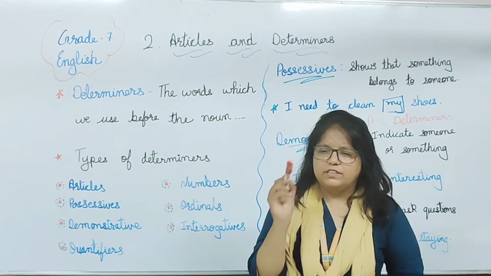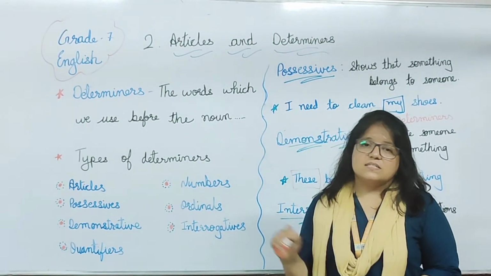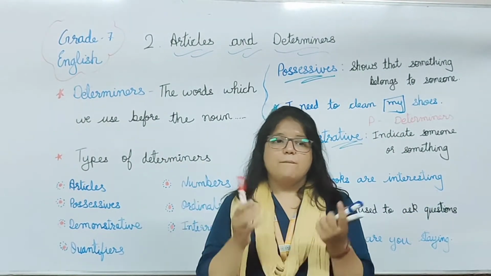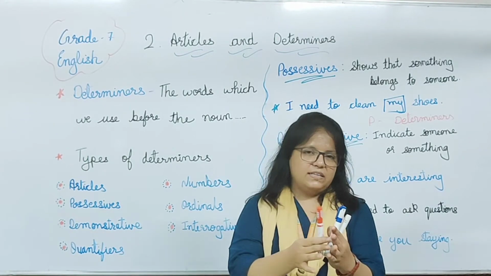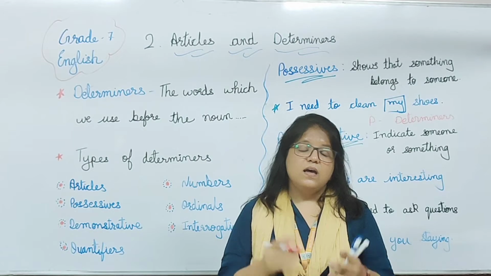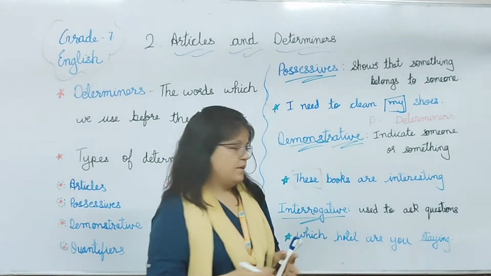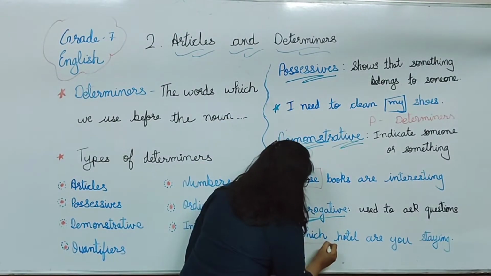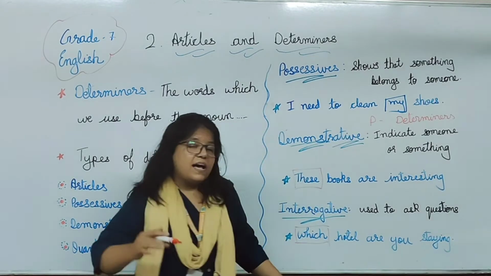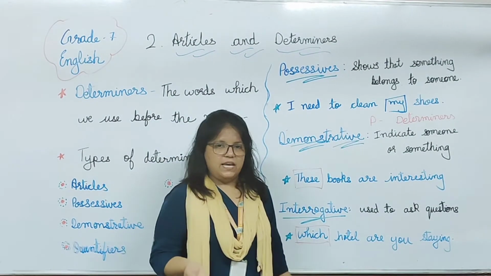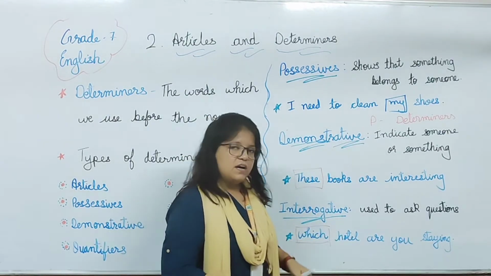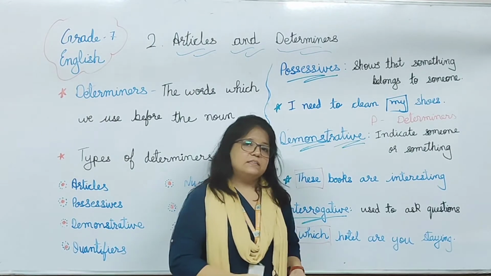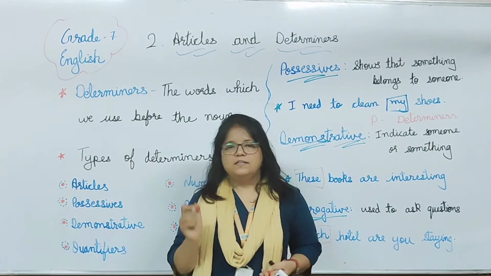Next is interrogative. With the word only we can understand it is used to ask some specific questions. Like whose marker is this? Whose means I have asked the question whose marker is this. So whose here is an interrogative determiner. Like which hotel are you staying in? तो means आप किस hotel में रह रहे हो? Here we are asking which hotel are you staying in? Means we are asking a question. So which, whose, what, like this, they become interrogative determiners.